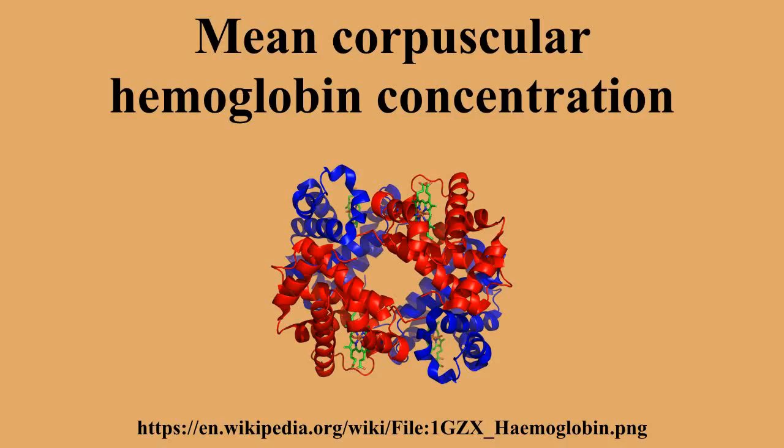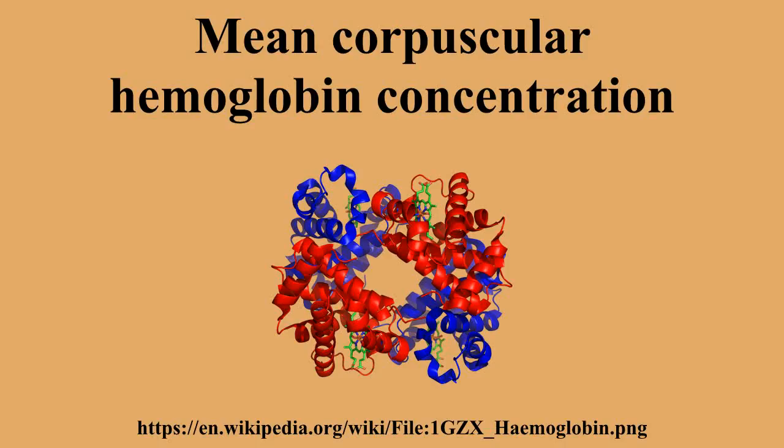The mean corpuscular hemoglobin concentration, a measure of the concentration of hemoglobin in a given volume of packed red blood cells. It is reported as part of a standard complete blood count. It is calculated by dividing the hemoglobin by the hematocrit. Reference ranges for blood tests are 32 to 36 g/dL, or between 19.9 and 22.3 mmol/L.